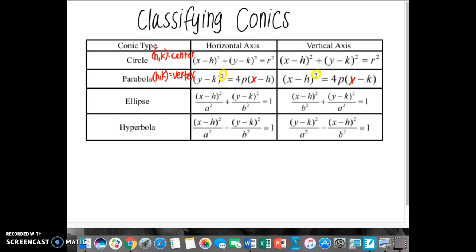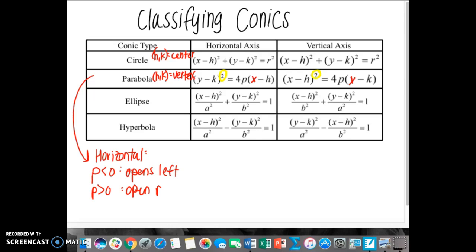So for horizontal, our parabola could open left or right. If our p value is negative, then we know that it opens left. If our p value is positive, then it opens right. So for horizontal, if p is less than 0, it opens left, and if p is greater than 0, we know it opens right.